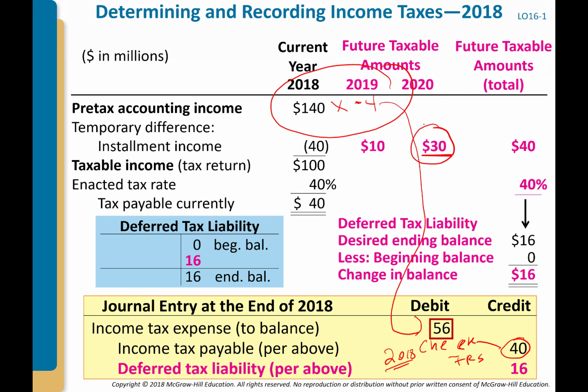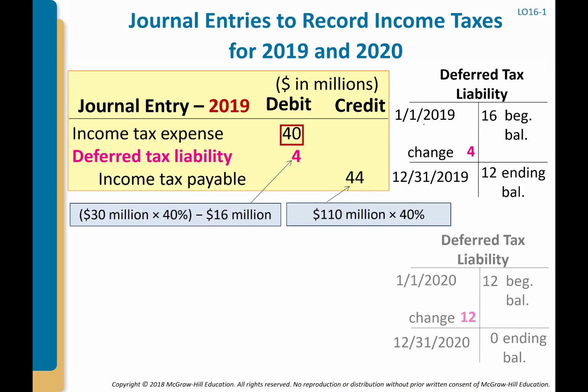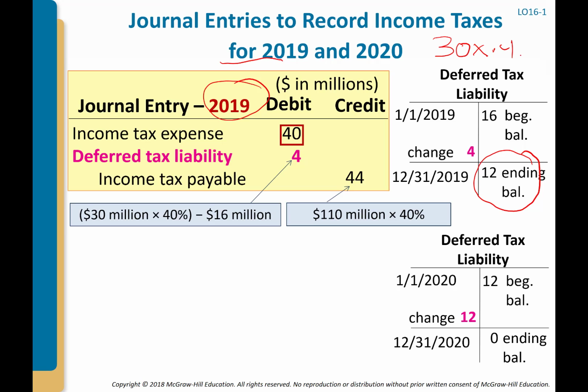And so when I'm in 2019, I'm looking and saying, well, if that's the case, if 30 million is going to turn around in 2020, and I'm now looking at 2019, then I should take the amount that's going to turn around in the future, which is that remaining 30 times 0.4. That means I need 12 in there, don't I?